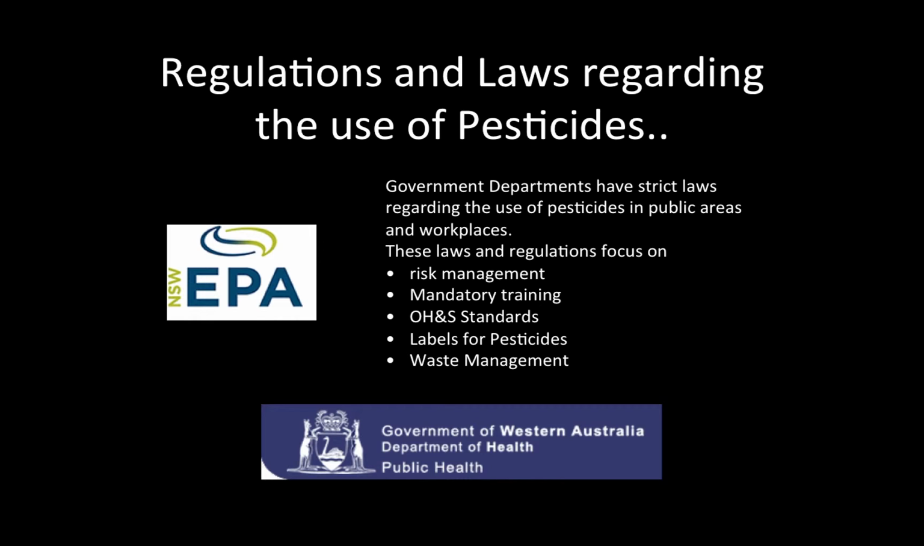Because of the health risks associated with pesticides and the toxic chemicals they contain, there are strict government policies and regulations regarding the use of pesticides in public spaces, schools, and workplaces. Agencies such as the Environmental Protection Agency of New South Wales and the Department of Health for Western Australia have acts that outline the requirements for areas such as mandatory training, occupational health and safety, risk management, the labelling of chemicals and pesticides, and waste management.